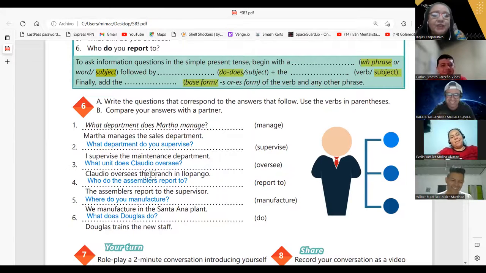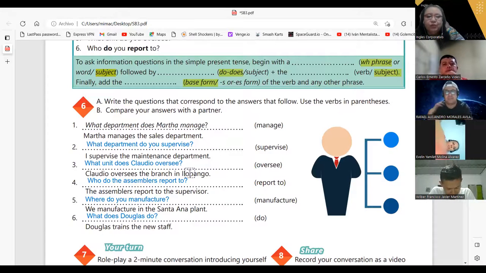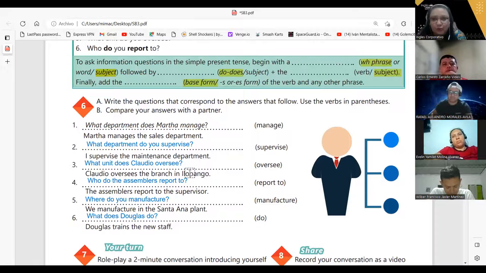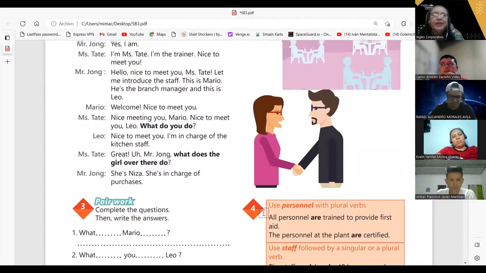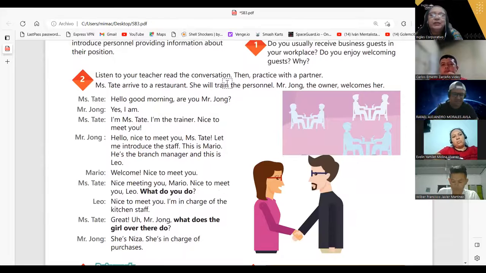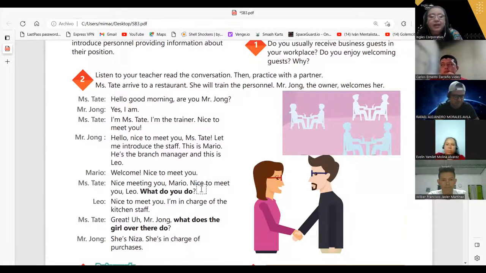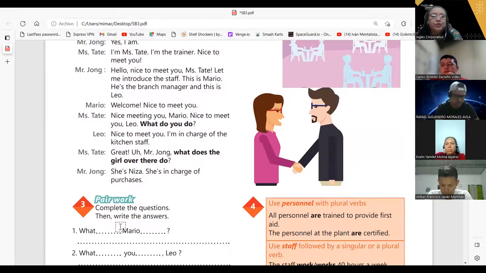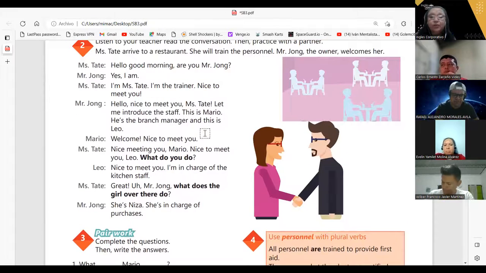So, very well. We have been practicing building questions with WH information questions. If you notice here, we cannot answer yes, she does, because we are not using yes-no questions. These are information questions because you are asking for specific information, okay? And now we're going to practice the conversation here. Listen to your teacher with the conversation, then practice with a partner. Miss Tate arrived at a restaurant. She will train the personnel. Mr. Young, the owner, welcomes her. You read the conversation and complete the questions. Then you write the answers based on this conversation.